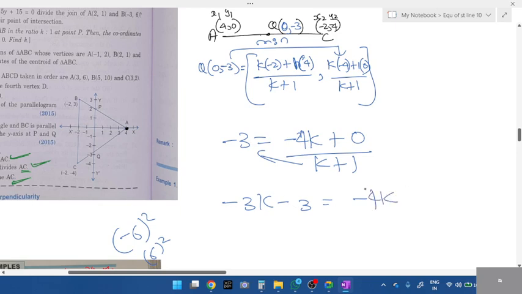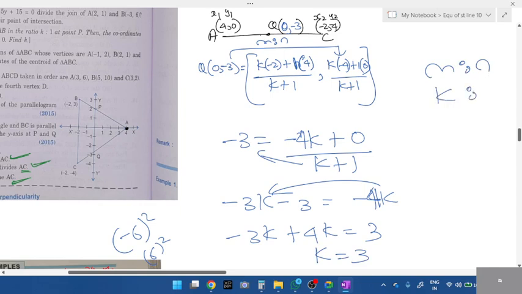Then shift 4k, it is minus, students, make it positive, shift it this side: minus 3k plus 4k is equals to 3. What is 3 minus 3 plus 4? K is equals to 3. You have taken m is to n as k is to 1, 3 is to 1. What is the m is to n value?